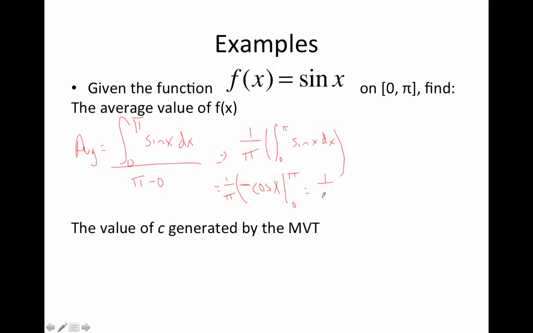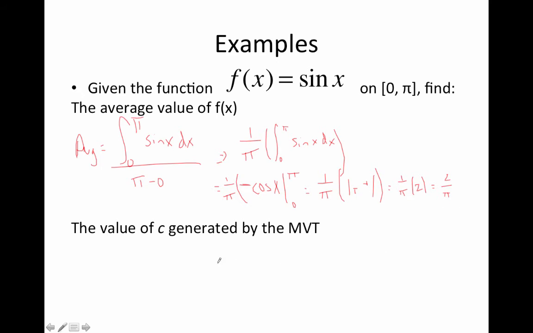So we get 1 over pi. We take the negative cosine of pi. Well, cosine of pi is negative 1, so the negative of that is positive 1. Cosine of 0 is 1, so the negative of that is going to be minus 1. So we do 1 minus negative 1. The definite integral from 0 to pi of sine is 2, but we multiply that by 1 over pi. So 2 over pi is going to be the average value.